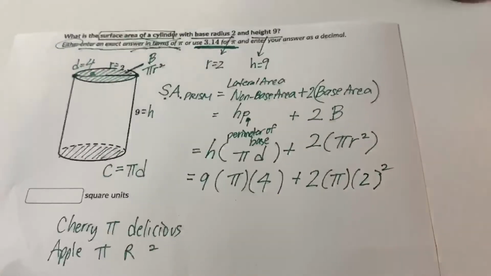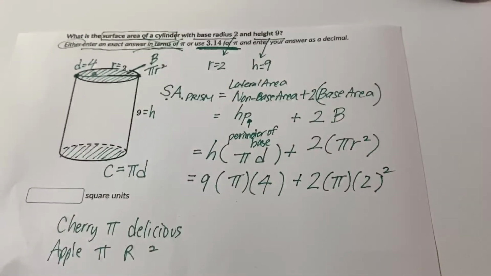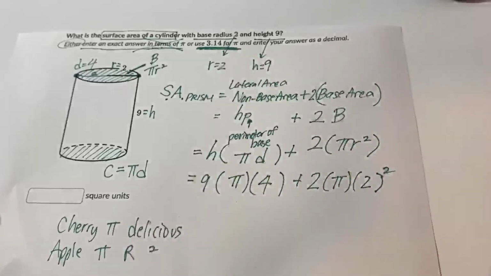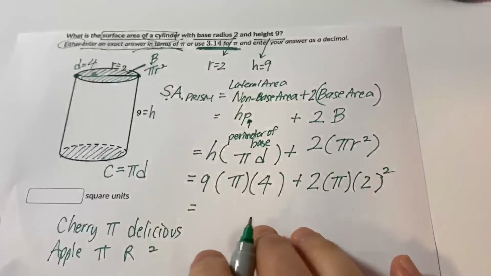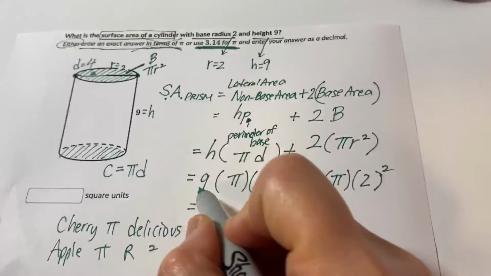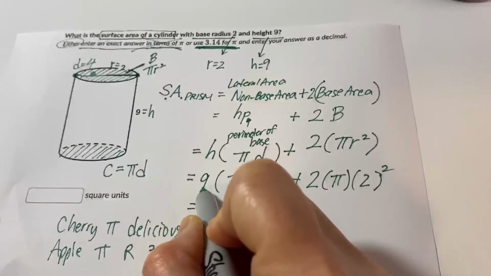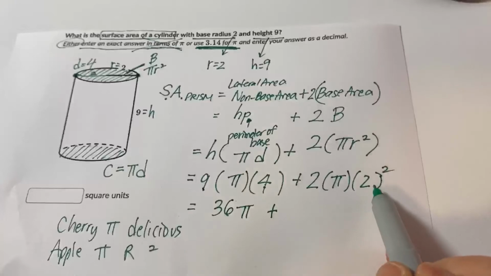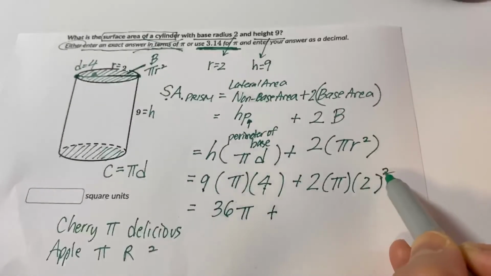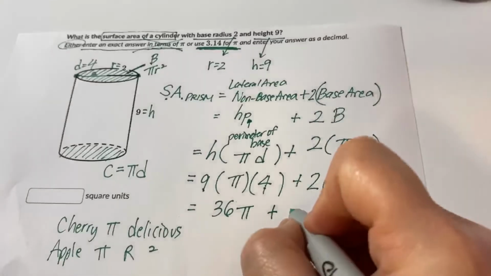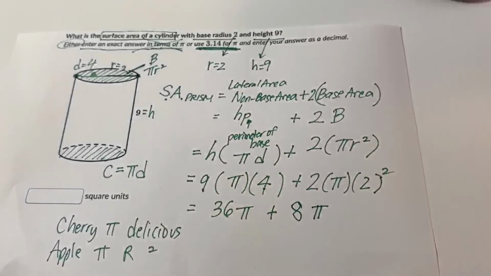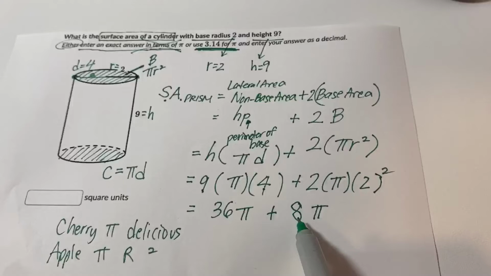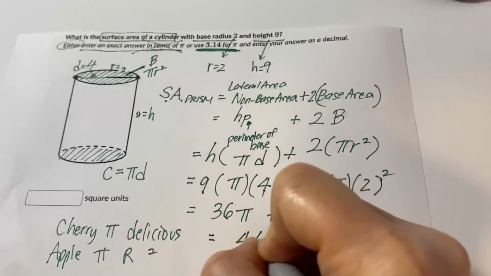So 2 squared. Now, once again, read your directions carefully. It says use 3.14 for pi. Let me just leave my pi first, and then we'll do that at the end. So number with number: 9 times 4 is 36, and then I have my pi, plus. You always do the exponents first, so 2 squared, that's 4, times 2 is 8, and then my pi. And if you remember, pi is like a variable, so 36 pi plus 8 pi is 44 pi.